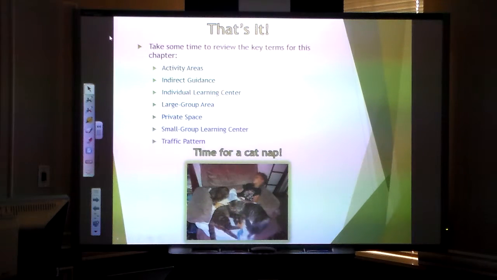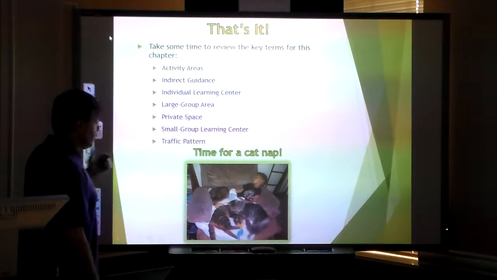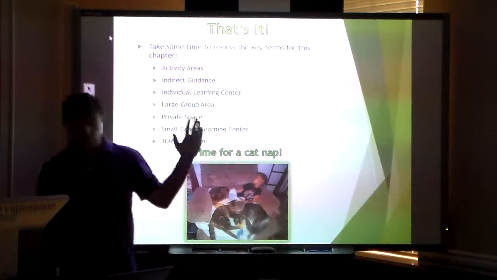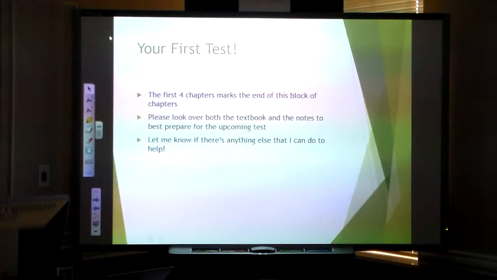So, key terms for the chapter, more than anything else, are activity areas, indirect guidance, individual learning center, large group area, private space, small group learning center, and traffic pattern. These are key terms that you might necessarily see on your first test, which brings us to your first test.